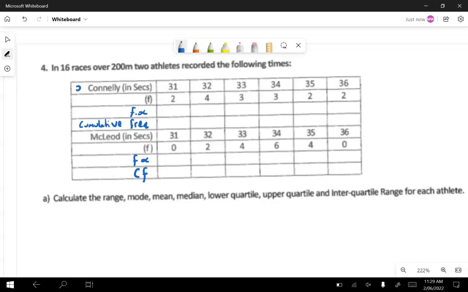So this one here is the score in each case, and the frequency is labelled for us. And the fx column is the frequency multiplied by the score. So that is 31 times 2, or 2 times 31. So this one is 62, and then we've got 4 lots of 32. And what I'll do now is I'll just jump onto the cheat sheet so that we can just fill this out nice and quickly.